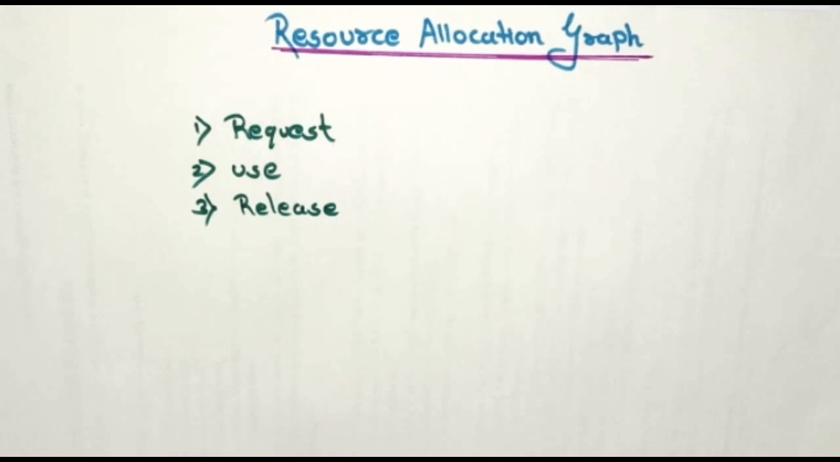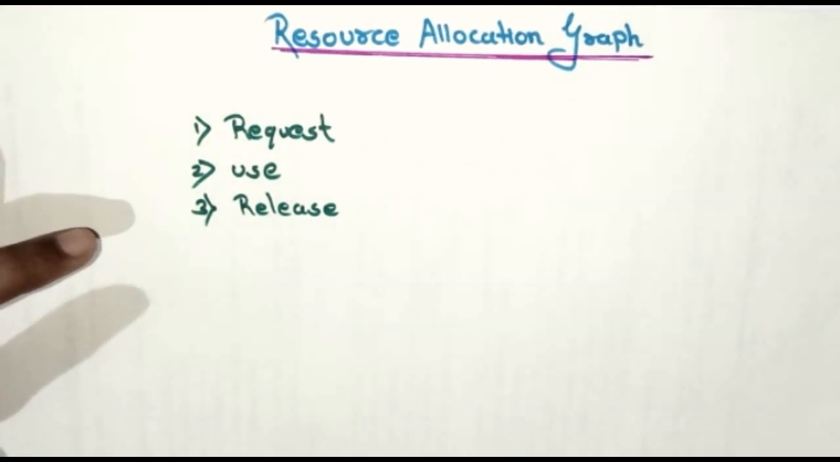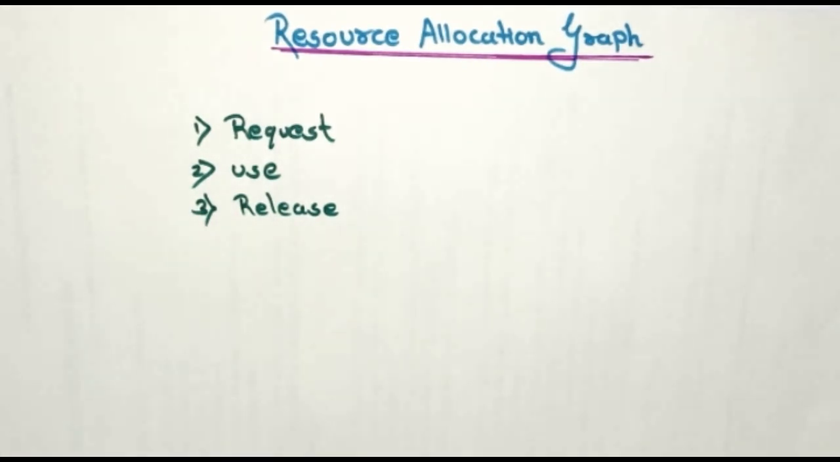Whatever the process is, whether it is a CPU process, monitor process or any printer process, the sequence of operation is the same: first it requests, then it uses the resources, and on completion of work it releases the resources. So these are the basic conditions.